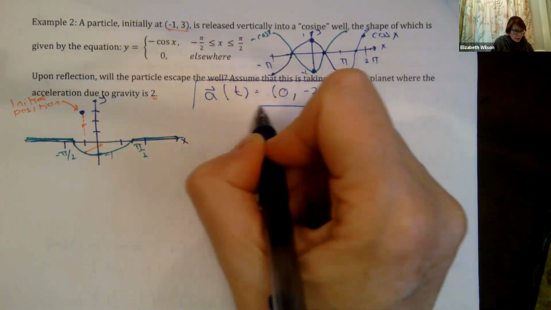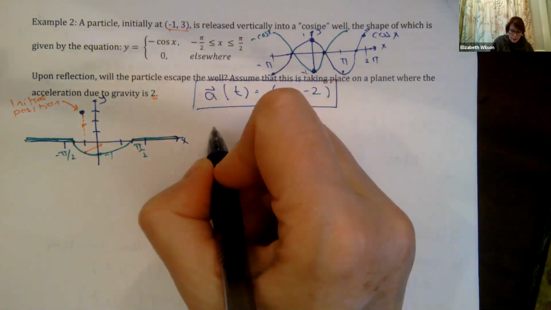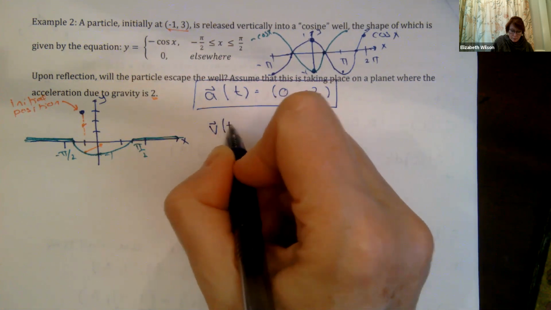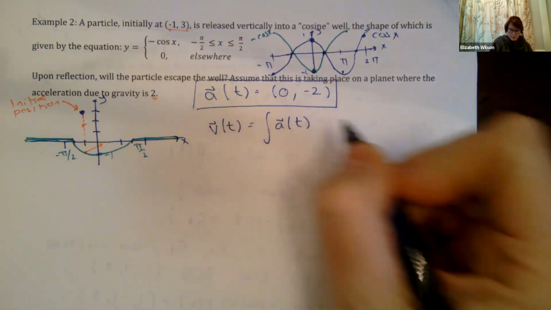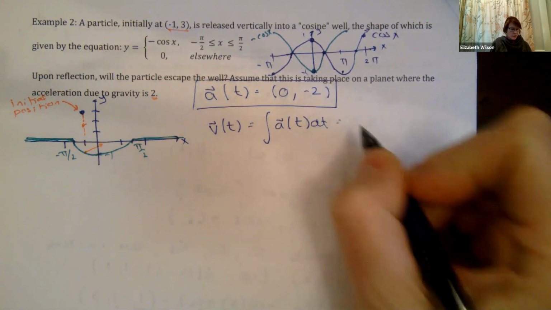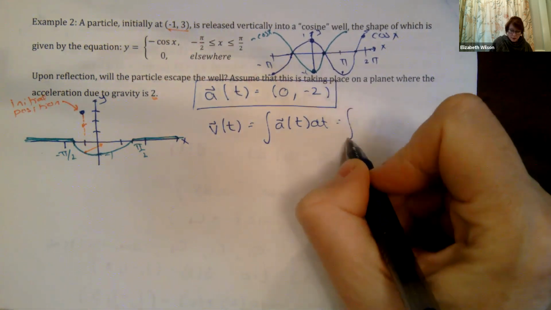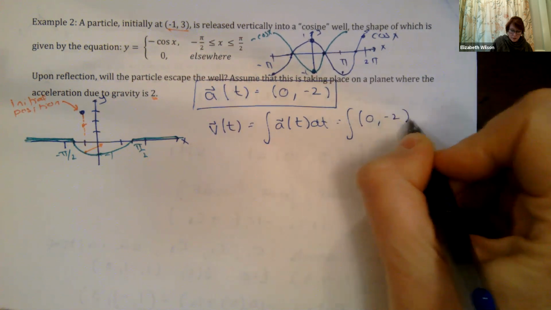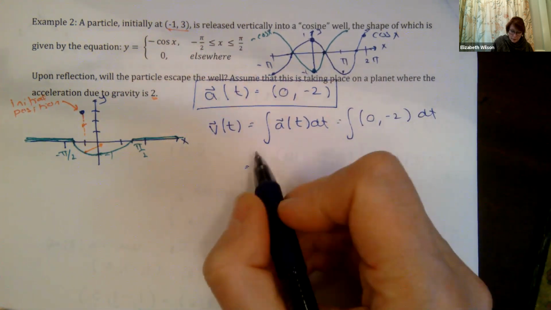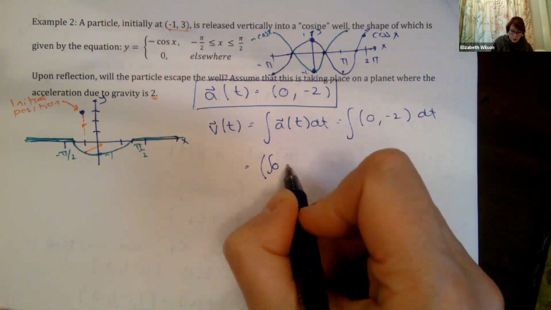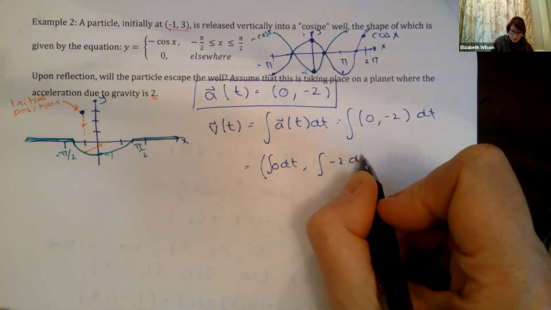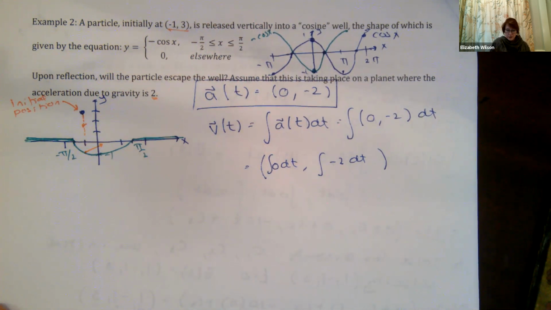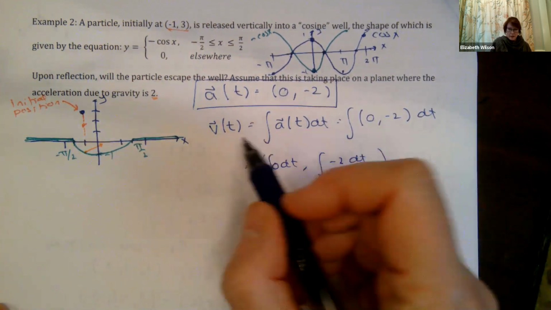So I'm going to put a box around that. To get my velocity, I have to integrate my acceleration. What that's going to do is I'm going to integrate 0, minus 2 dt, which looks like I integrate each bit, 0 and then minus 2 dt, to get my velocity, because the velocity is a vector.